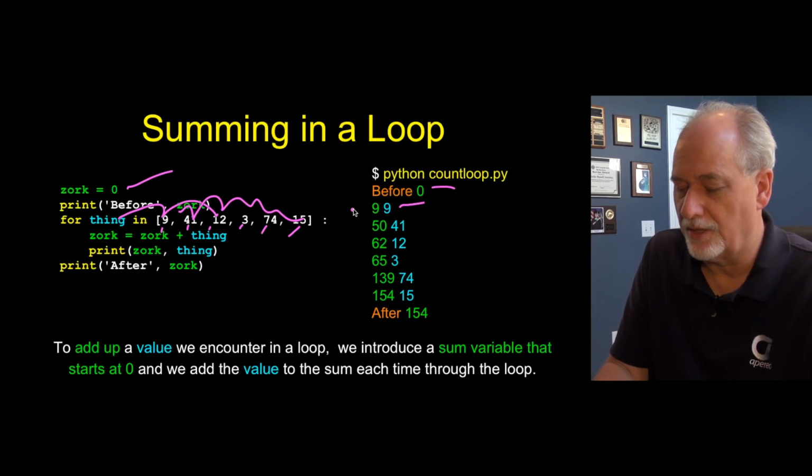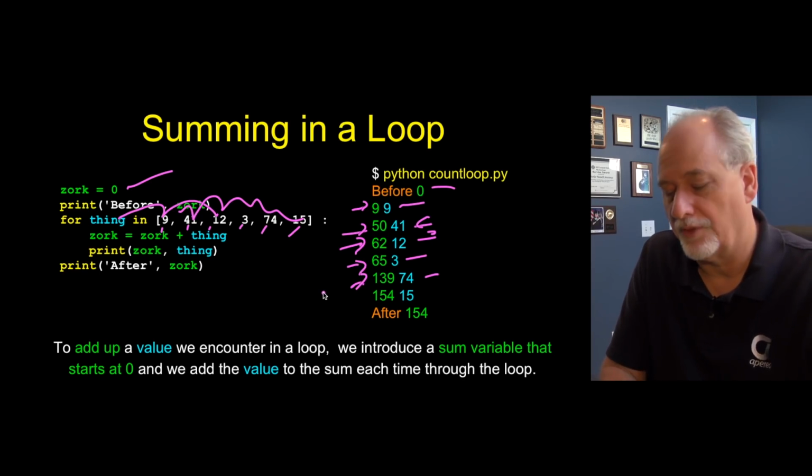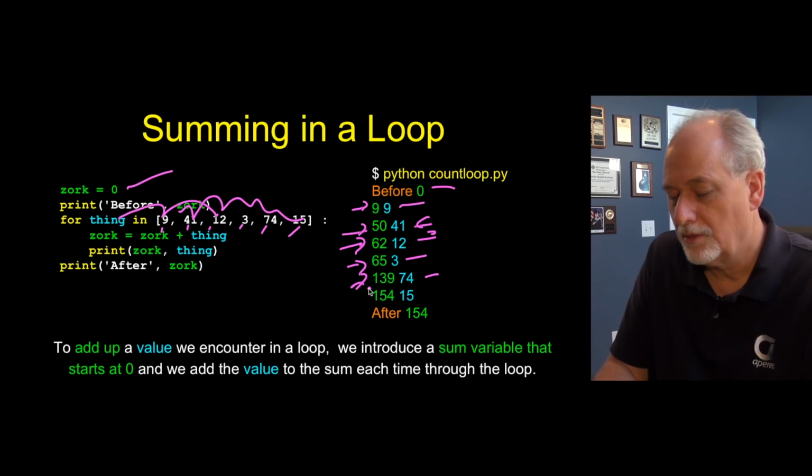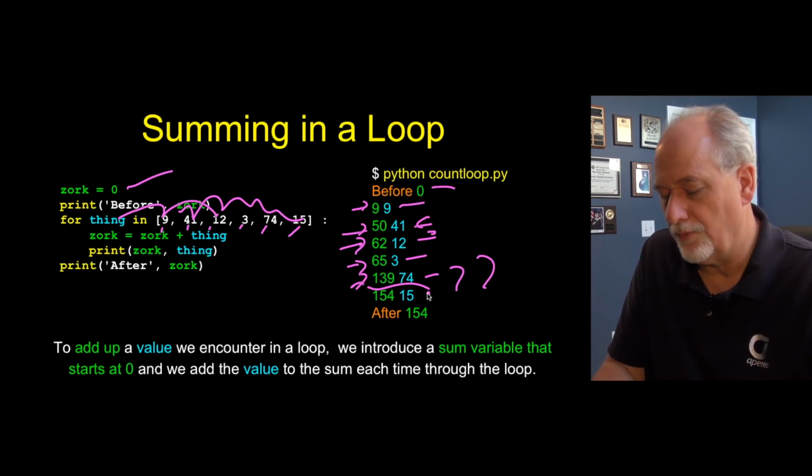So we see 9 and the running total is 9. We see 41 and the running total becomes 50. We see 12, the running total becomes 62. We get a 3, it becomes 65. We get 74, running total is 139. How many more are we going to see? We don't know. Could be a million, could be 1. Oh, it's only 1. We get a 15, our running total is 154.